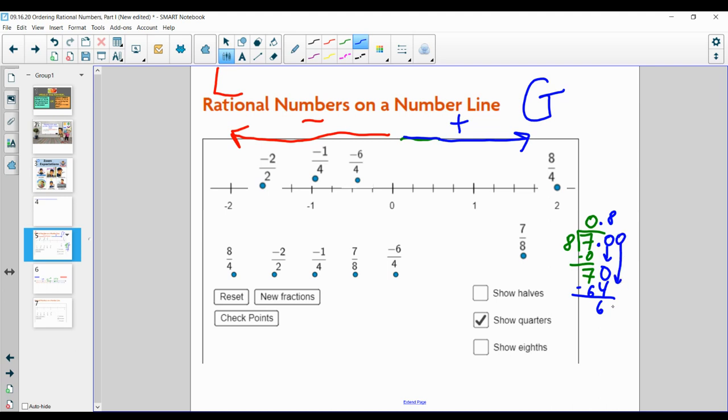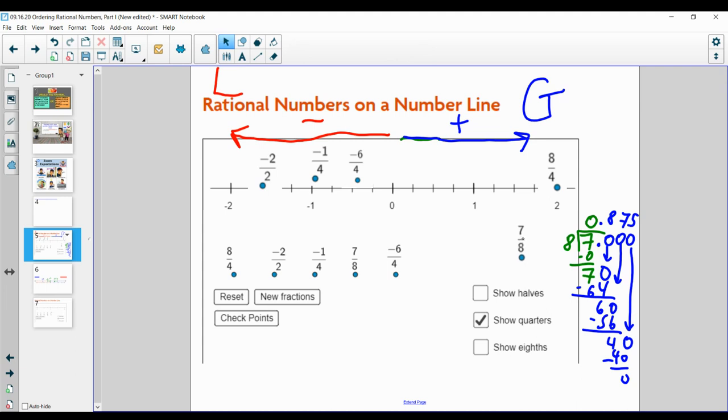Bring down another 0, annex another 0. 8 goes into 60 7 times, which is 56. 60 minus 56 is 4. Annex another 0. And 8 goes into 40 5 times. So it's 0.875. I could have estimated first. This is less than 1 whole. So I know it's going to be somewhere here. But from here, it's a little less than 1 whole, right there.